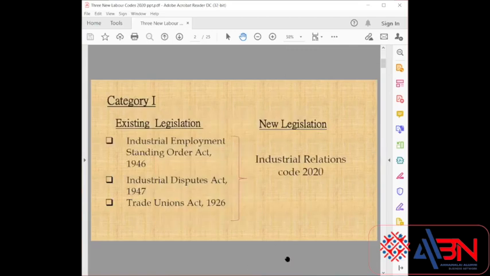For some reason, I'm seeing my screen, and I don't know how to minimize this.